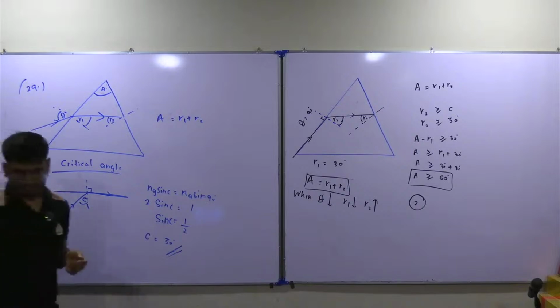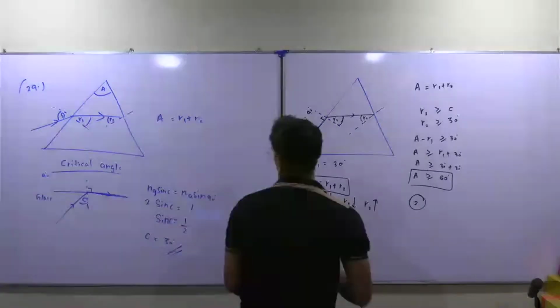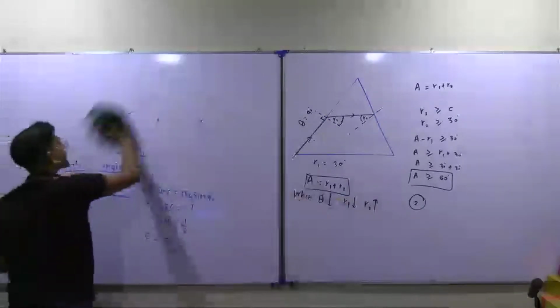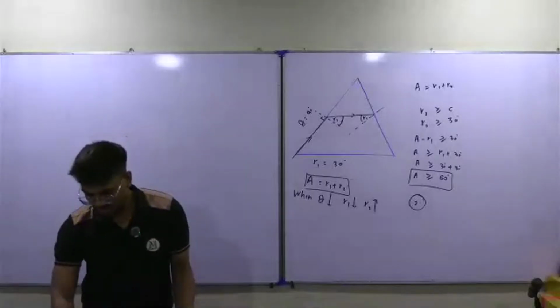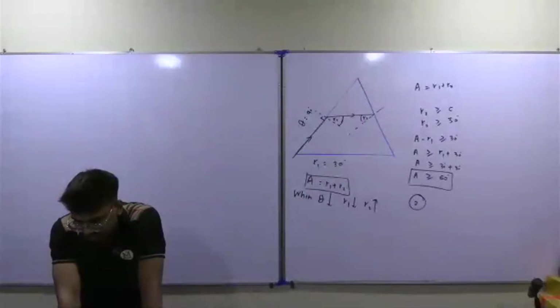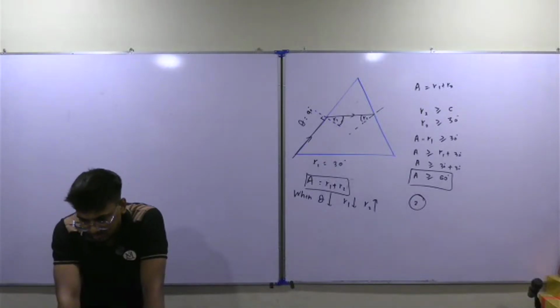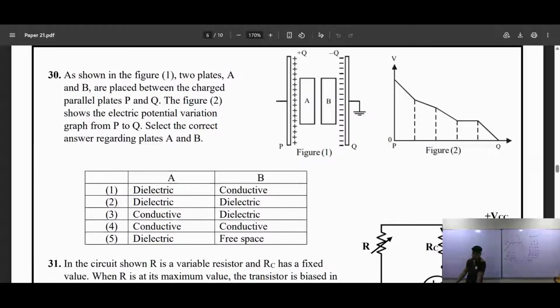Okay, next one. As shown in figure 1, two plates A and B are placed between the charged parallel plates P and Q. Figure 2 shows the electric potential variation graph from P to Q. Select the correct answer regarding the plates A and B.